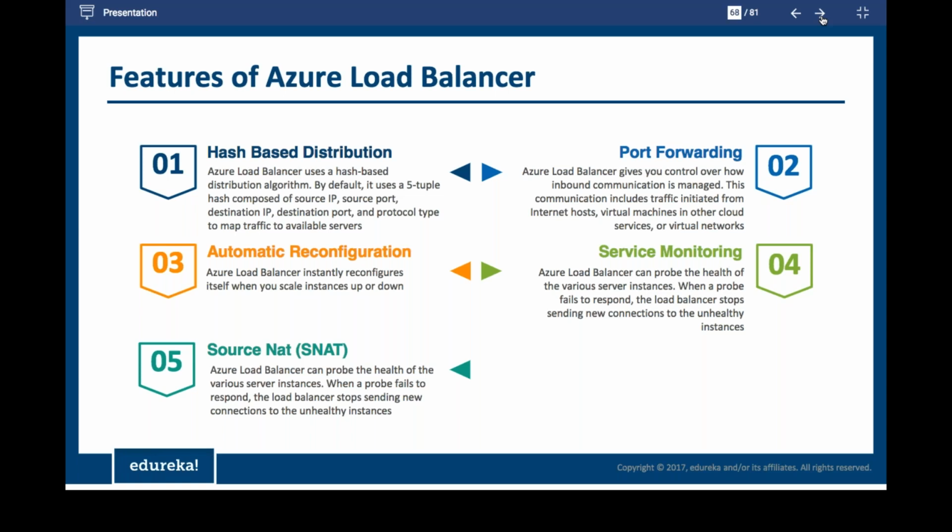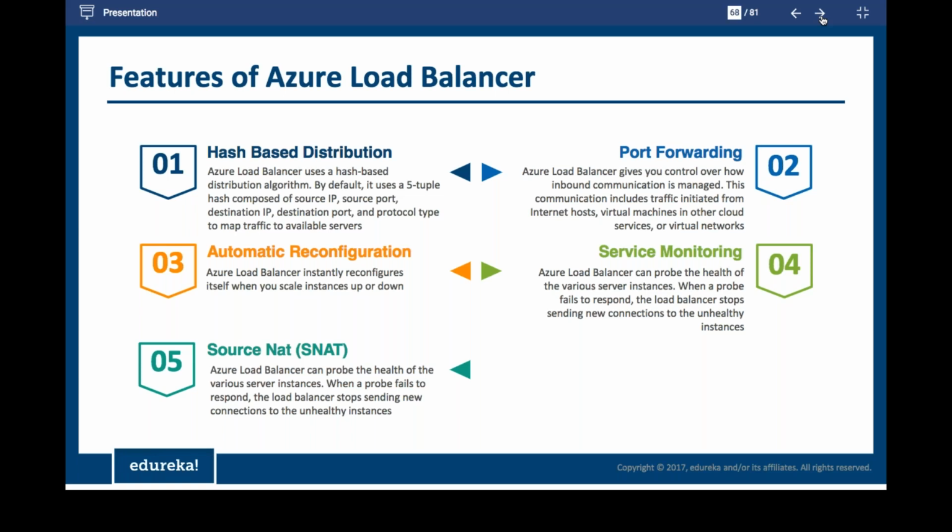Automatic reconfiguration is where you can go with Azure Load Balancer to reconfigure when it has to scale up the instances or scale down the instances. It can also spin up a new instance. That is, you can call the load balancer within a virtual machine scale set. So that is also possible.